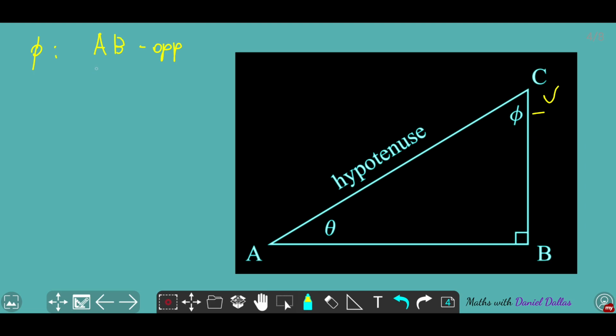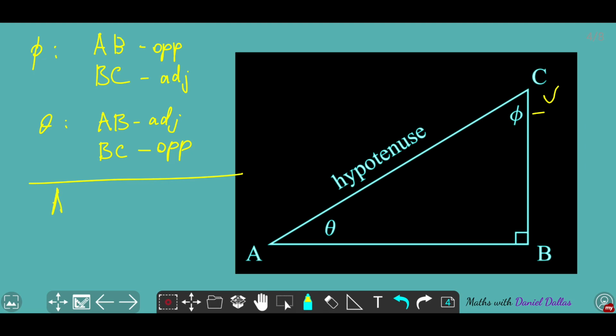Now side BC, because it's a part of the angle, is going to be adjacent. So we've done that. If we take the angle as theta, with respect to theta, AB becomes the adjacent side and side BC becomes the opposite. As you understand, the hypotenuse stays the same. In both cases, AC is the hypotenuse.